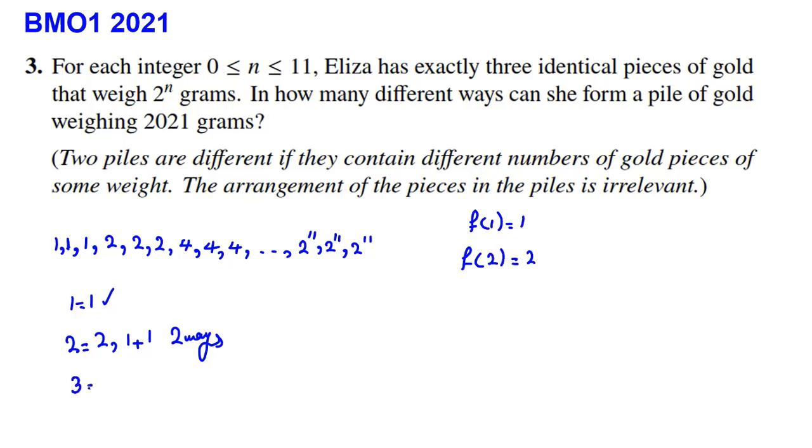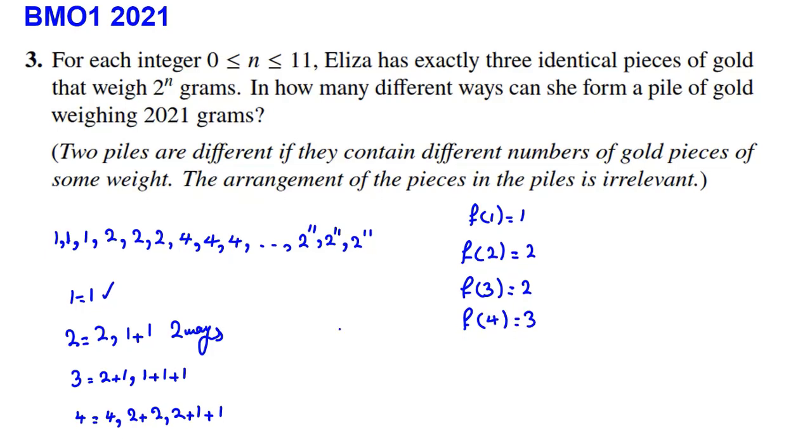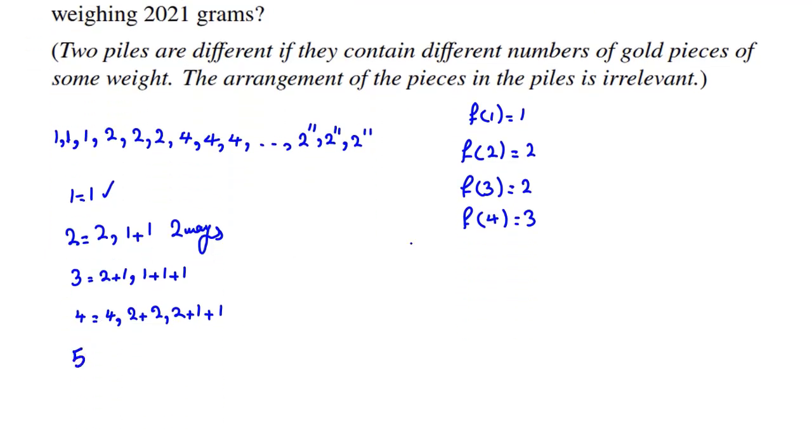If we want to create 3, 3 is 2 plus 1 or 1 plus 1 plus 1. So f of 3 is also 2. If you want to create 4, 4 equals 4 or 2 plus 2, or instead of 2 you can say 1 plus 1. So 3 ways. F of 4 is 3. Now we can guess the next one. 1, 2, 2, 3, 3, 4, 4.